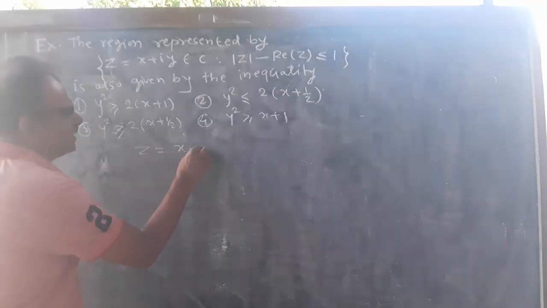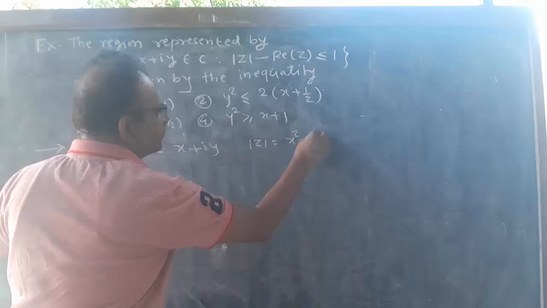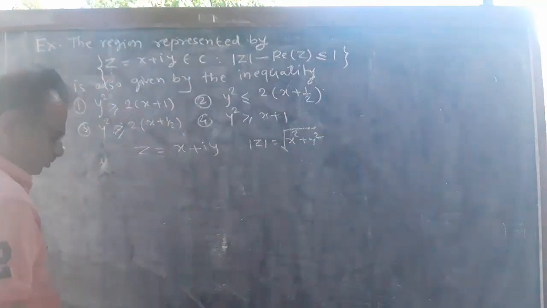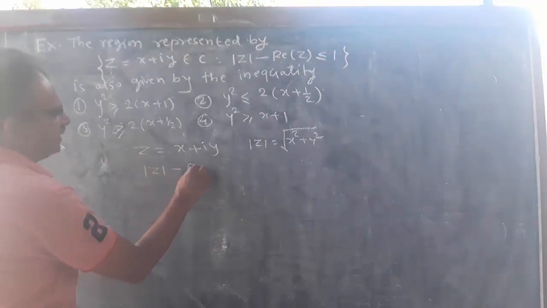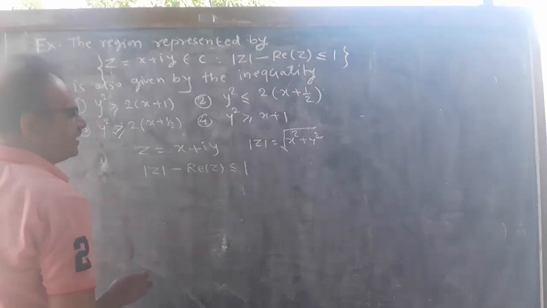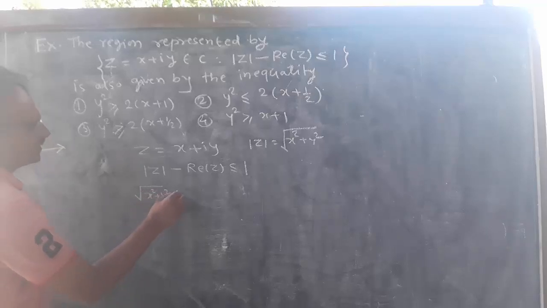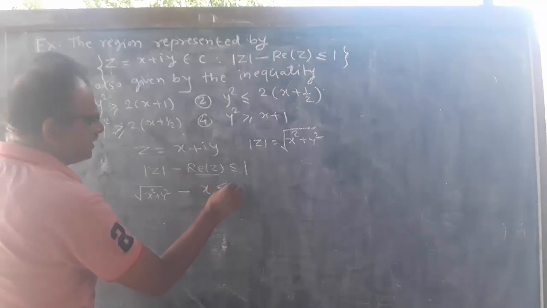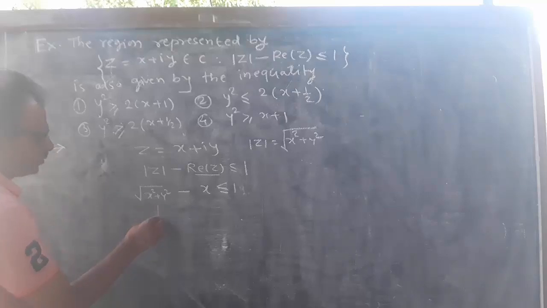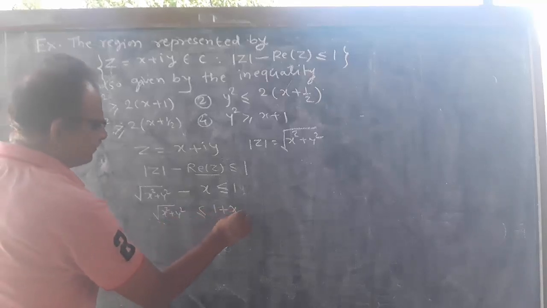Z equal to x plus iy. Therefore, mod of z is nothing but the square root of x square plus y square. Therefore, the given inequality mod of z minus real part of z less than or equal to 1 becomes root of x square plus y square minus x, since real part of z is x, less than or equal to 1. Therefore, root of x square plus y square is less than or equal to 1 plus x.